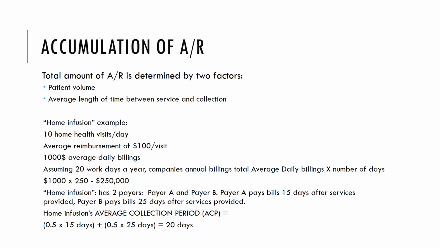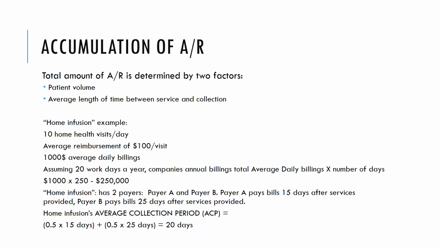Now, payer A tends to pay its bills on average 15 days after the services are provided. Payer B, on the other hand, pays its bills 25 days after the services are provided. So to calculate the average collection period, the ACP, you would take 0.5, since half the bills are paid within 15 days. So 0.5 is half. 0.5 times 15 days plus 0.5, because the other half is paid by payer B, so 0.5 times 25 days equals 20 days.